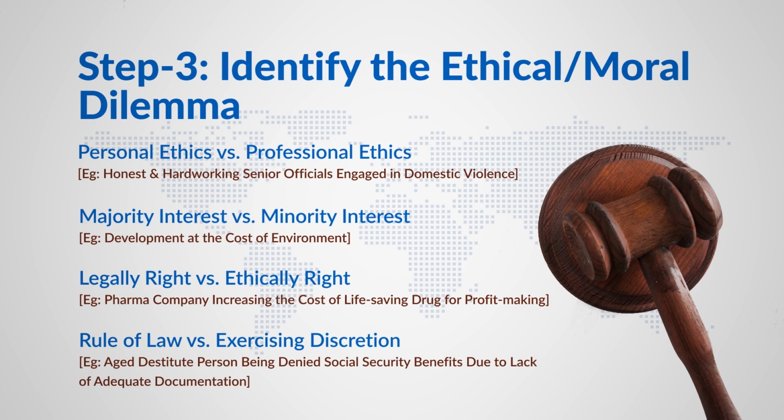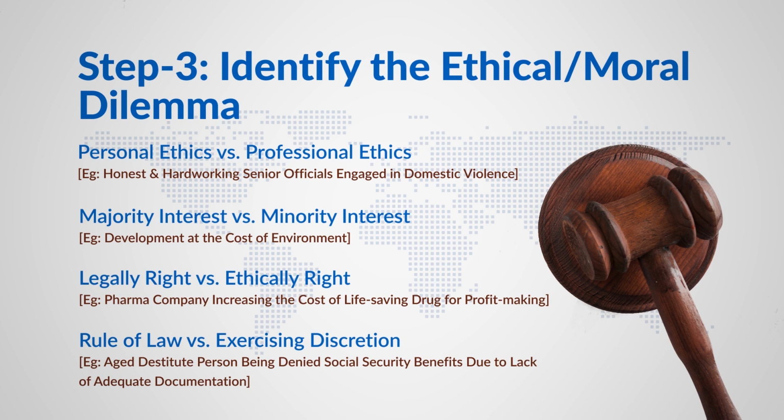Number 3, a situation that is legally right but ethically wrong, or something that is ethically right but legally wrong. One such example can be a pharma company increasing the cost of a life-saving drug for profit making. Now, here it is absolutely legally right for them to do so, but the ethics of this situation would lie somewhere in the grey region. And here again, in this situation, lies a dilemma.